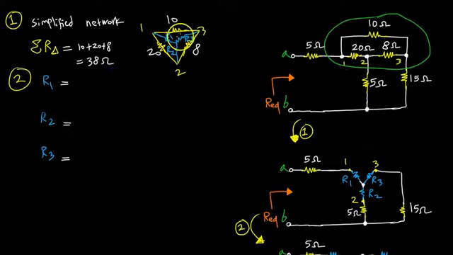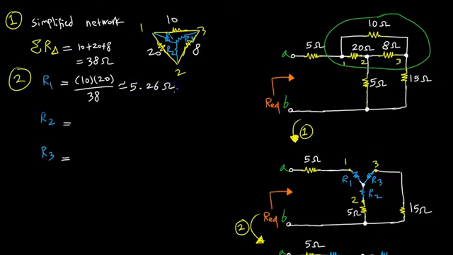And then, if I want to find R1, I take the product of the adjacent resistors in the delta network. Let's remember our designations and the rules. So 10 times 20, these are adjacent to R1, divided by 38. That would be 200 divided by 38, which gives us roughly 5.26 ohms.